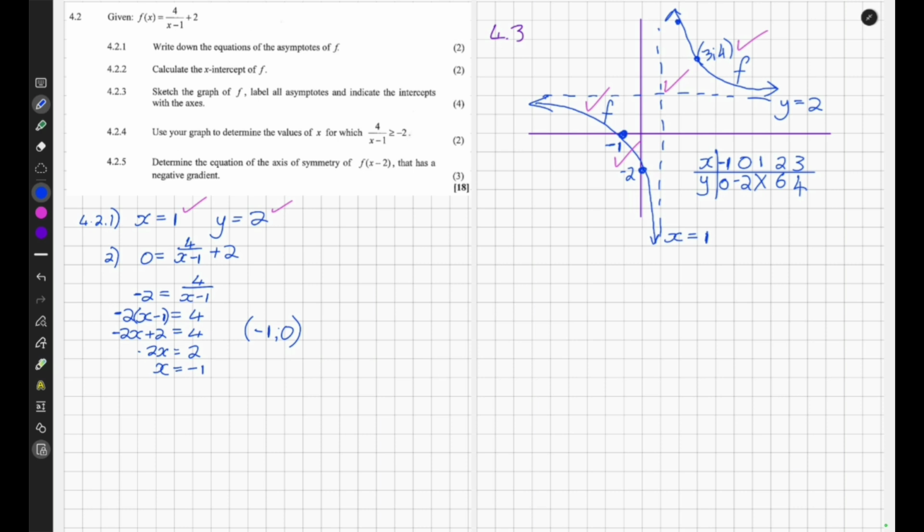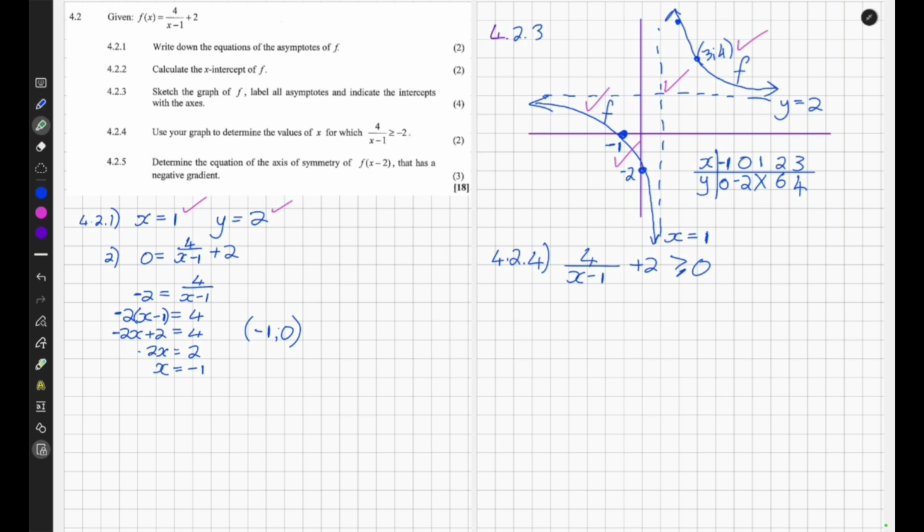Question 4.2.4: use your graph to determine the values of x for which that inequality holds. Now, that doesn't look nice. It's not the same as my graph. So the first thing I'm going to do is rewrite that so that it looks like the f(x) graph they gave me. I can see in the f(x) graph there is a plus 2 at the end and everything's on the same side. So I'm just going to rewrite it as 4 over x minus 1 plus 2 greater or equal to 0. The question is, where is this hyperbola above the line?